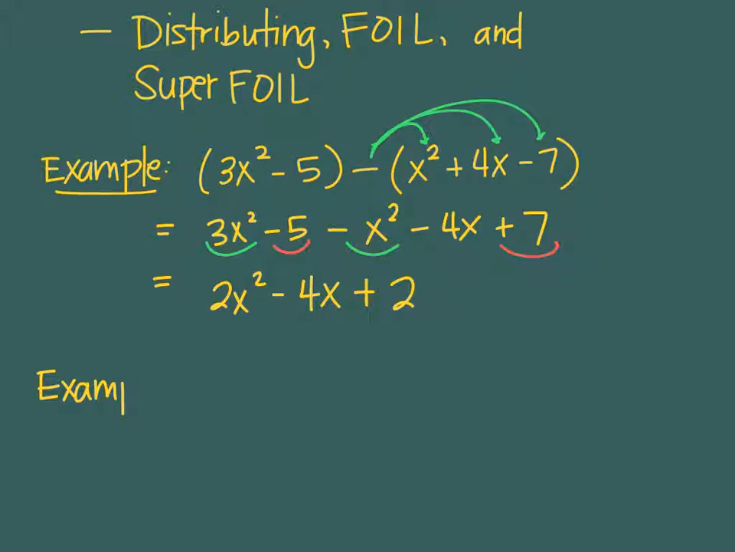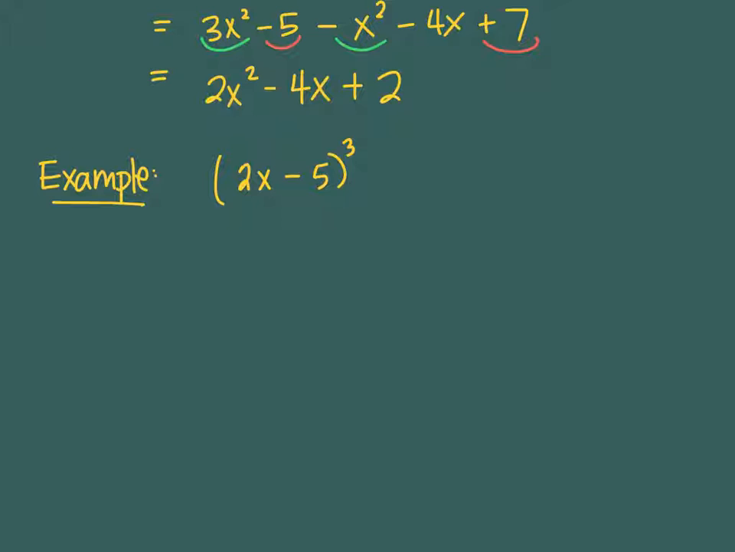Okay, now let's move on to some FOIL. The next question is going to be 2x minus 5 to the third. What does it mean to square something? What if I had a square there? Multiply it by itself. So what does it mean to cube something? Multiply it by itself thrice, yeah, 3 times. So 2x minus 5 times another 2x minus 5 times a third 2x minus 5.